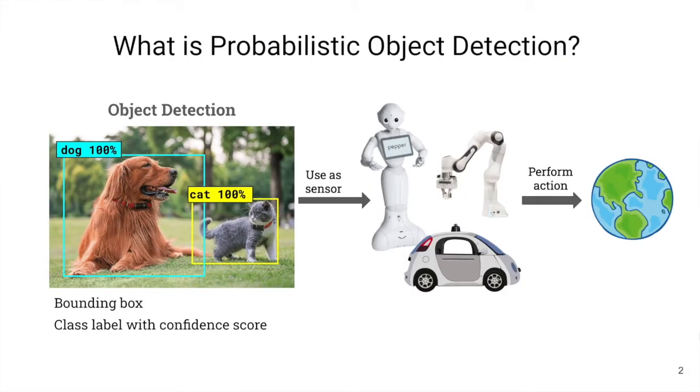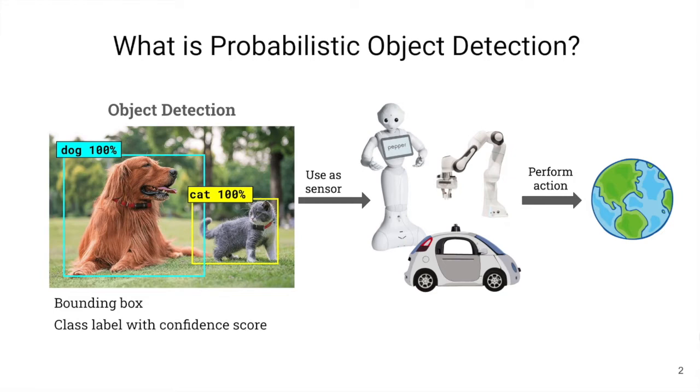An object detector localizes and classifies objects within an image, with a bounding box for the location of the object and a class label and confidence score to identify the object type. This makes object detectors really useful as sensors aboard robots or autonomous systems, and they inevitably use this perception to perform an action on the world.